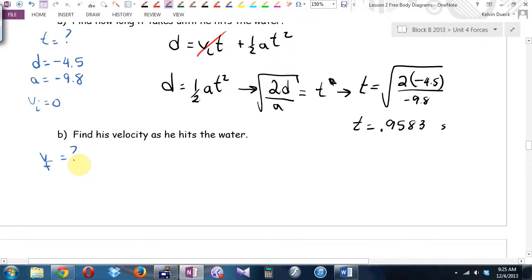I got a couple of choices. I could use VF squared equals VI squared plus 2AD. That would be using all the data that they gave me, Chris. But what else did we find in part A? What else do we find in part A?